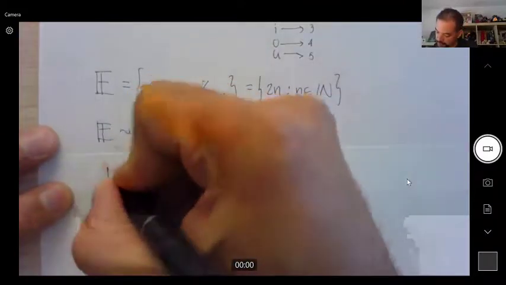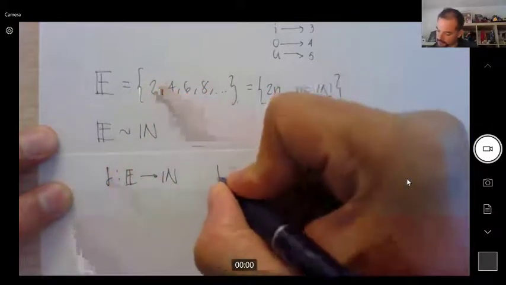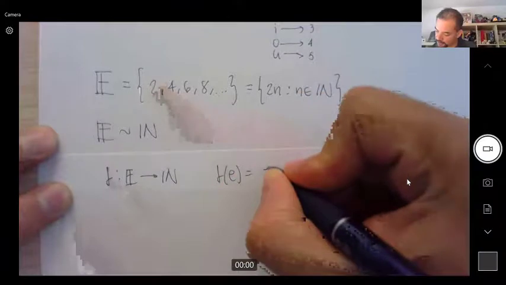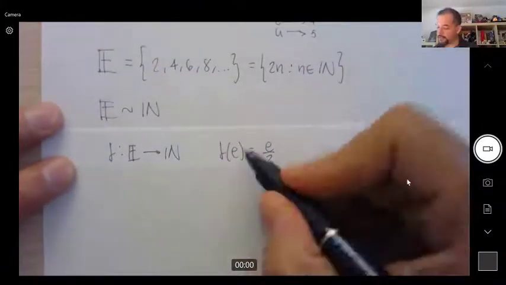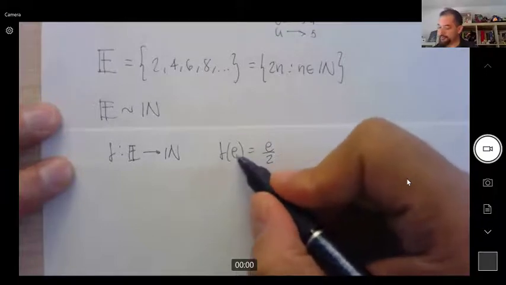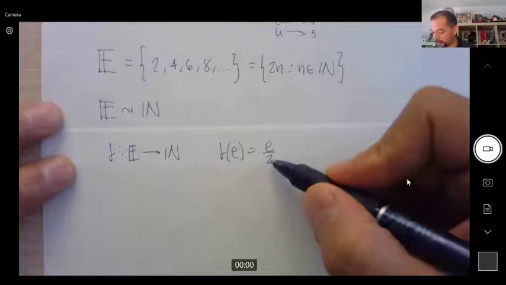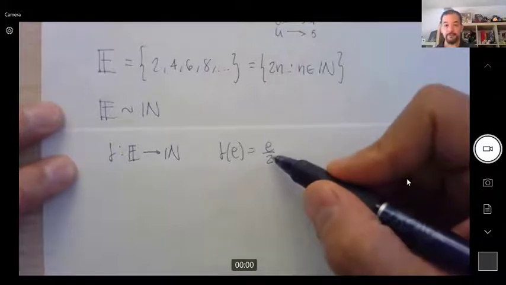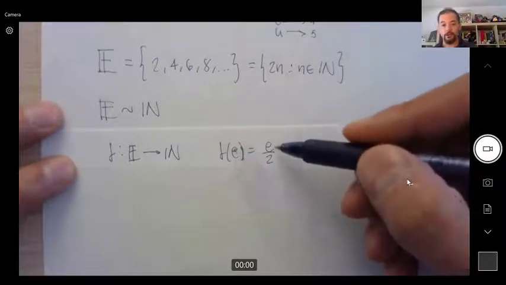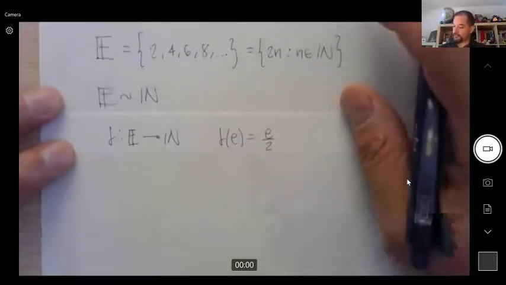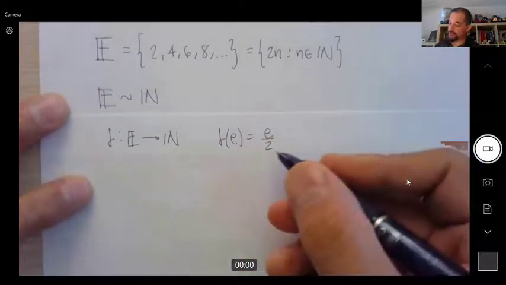So let's define f from E to N. You're saying f of e, let's make it e over 2. And it works, and this is well defined because these numbers are all even, so they are all multiples of 2. So when I divide by 2, I indeed get a number, right? And then you would need to argue that it is one-to-one and onto, okay? So let's check. How do we check it is one-to-one?